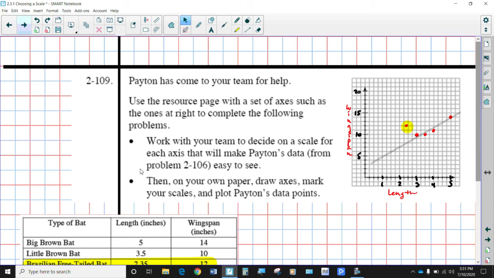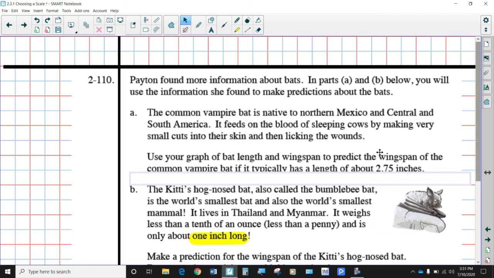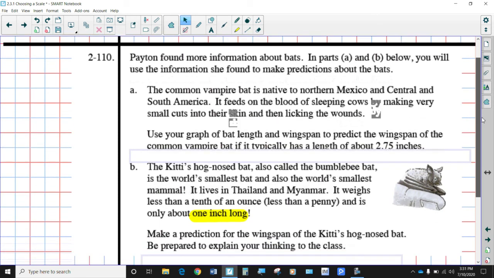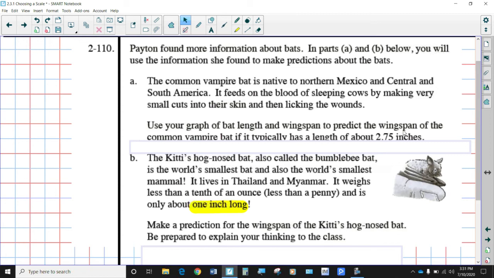Okay. So now, Peyton found more information about bats. In parts A and B below, you will use the information she found to make predictions about these 2 other bats. So these 2 other bats, one of them is called the common vampire bat. Okay, and it's native to Mexico and Central and South America. It feeds on the blood of sleeping cows by making very small cuts in their skin and then licking the wounds.